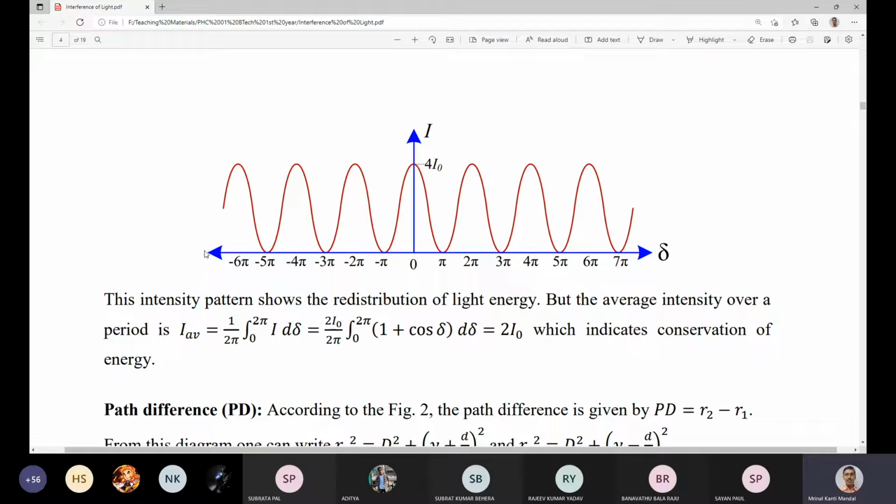Now, this is the intensity distribution. At 0, twice pi, 4 pi, you see this is the maximum intensity, and at that maximum the intensity is 4 I naught. At the values of minus pi, plus pi, thrice pi, minus thrice pi, you see the intensity is 0. And in between, the intensity is within the limit 0 to 4 I naught. So intensity will oscillate like this. If you consider it on the screen, then we will get a maximum intensity bright spot, then a 0 intensity spot, like this.